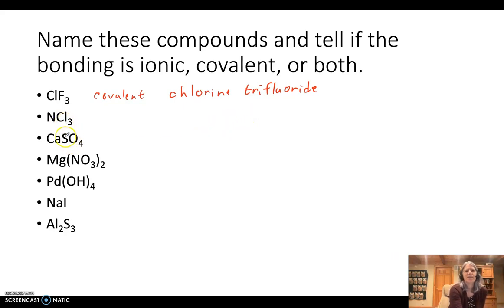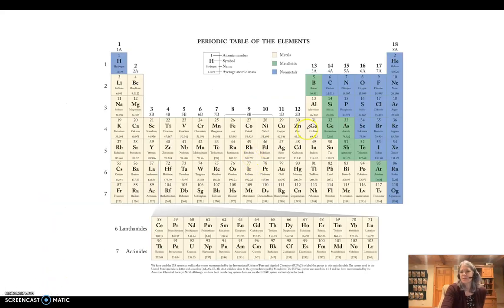How about this one? NCl3. So N is the first atom there. Is that a metal? Well, if we don't know, we can look, but it's not, right? It's over here in the blue part of the periodic table. And so again, we have N, nitrogen, and Cl, chlorine, both being nonmetals.